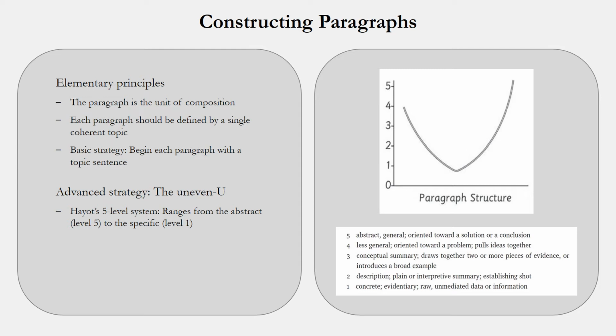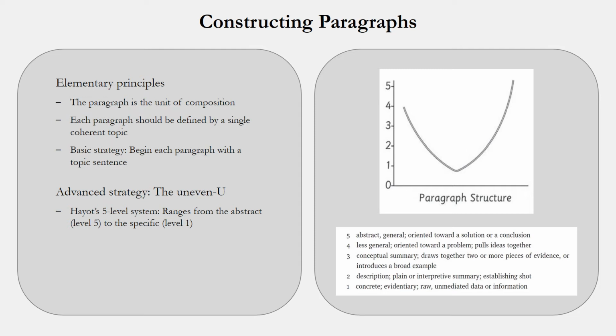Reading 2 suggests a more advanced strategy called the uneven U, which you see depicted here. This provides a 5-level system of sentence structure within a single paragraph, with each sentence on relative degrees of abstraction and specificity. The higher up the scale, the more abstract, the lower, more concrete. Look at the graph and key on the right. See how the paragraph opens with general statements, moves down to provide evidence for its claim, and then summarizes and extends that evidence before moving on to an abstract conclusion.